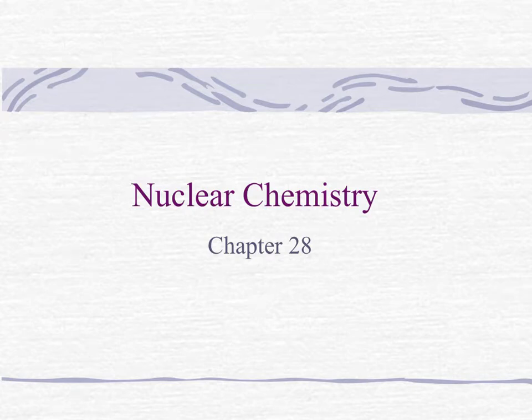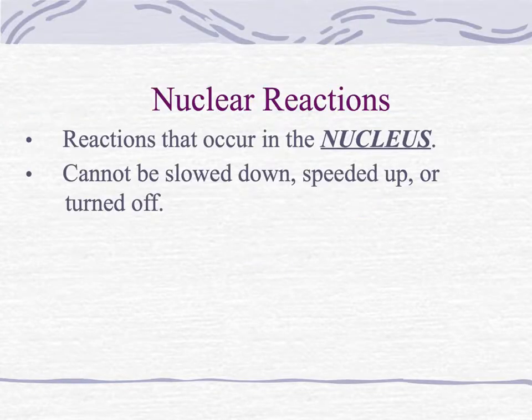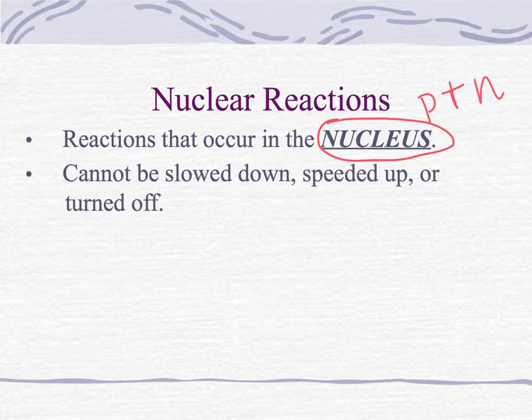Hi everyone, here we are on chapter 28, and chapter 28 is on nuclear chemistry. Nuclear reactions take place in the nucleus, all right? So which two subatomic particles do we find in the nucleus? Protons, electrons, or neutrons? Which two out of those three are actually found in the nucleus? Do you remember? We can find the protons and the neutrons.